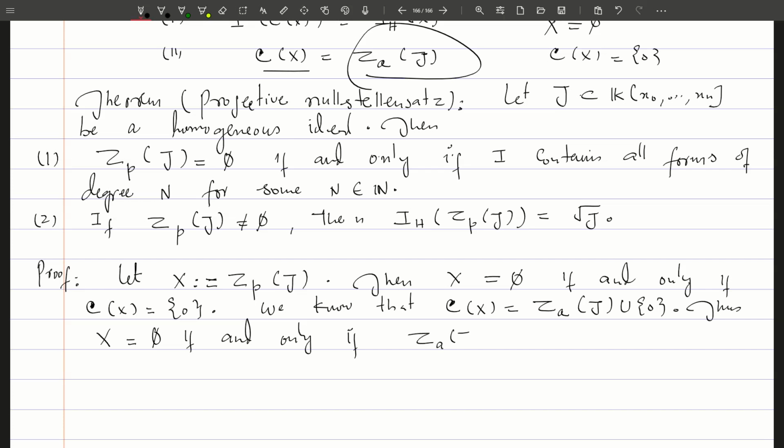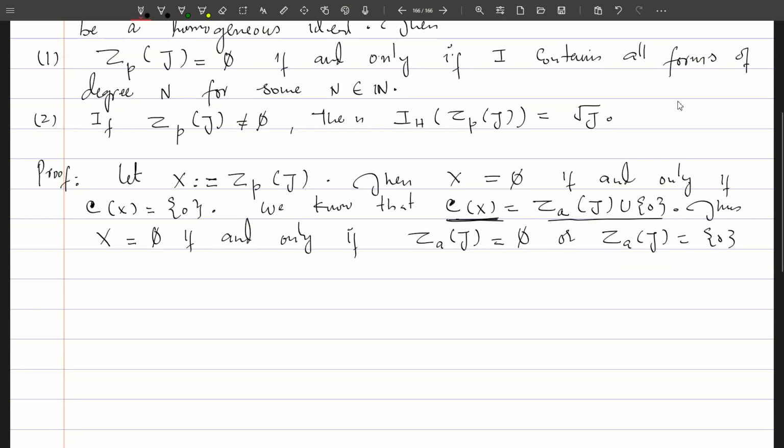the zero set of the ideal J is either empty, because X is empty, or the zero set of the ideal J is the singleton 0, because we know that this set over here is the singleton 0. For this set to be the singleton 0, it is possible only when the affine zero set of the ideal J is either the singleton 0 or empty. Now we can invoke the affine Nullstellensatz, because we are dealing with algebraic zero sets.